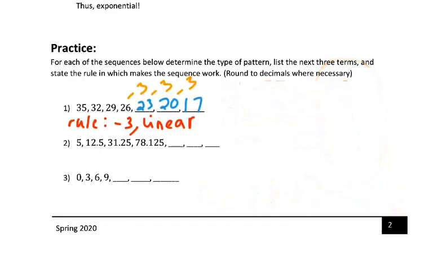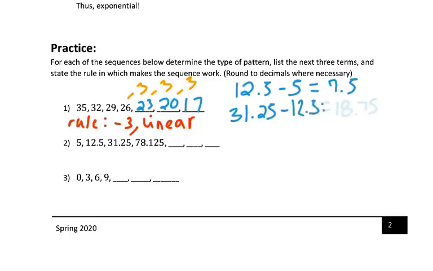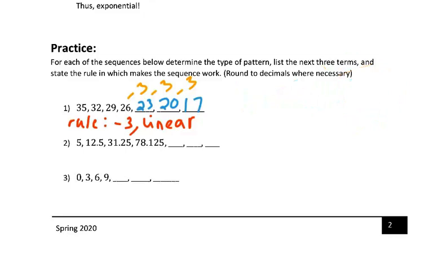All right, let's try this next one. We have 12.5 minus 5 gives us 7.5. Then we have 31.25 minus 12.5 gives us 18.75. So I already know that these cannot be linear. That will not work. They're not the same number. So let's get rid of that. So we know if it's not linear, then we need to check exponential. So let's try that. So let's do next divided by previous.